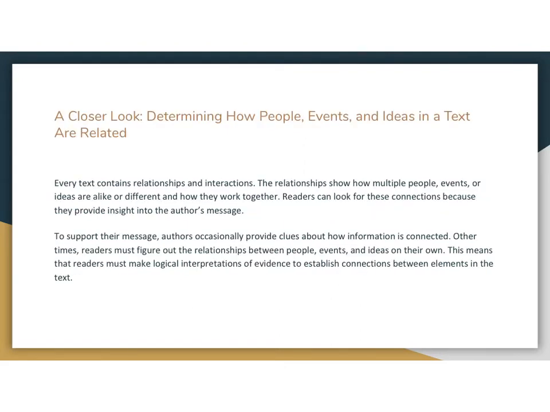So every text contains relationships and interactions. The relationships show how different people, multiple people, and events or ideas are alike or different and how they work together. You can look for these connections because they help give you insight into what the author's message is. Usually to support that message, authors will provide clues. Other times you have to use inference, building upon that skill, to try and interpret the evidence and establish those connections between the elements in the text.